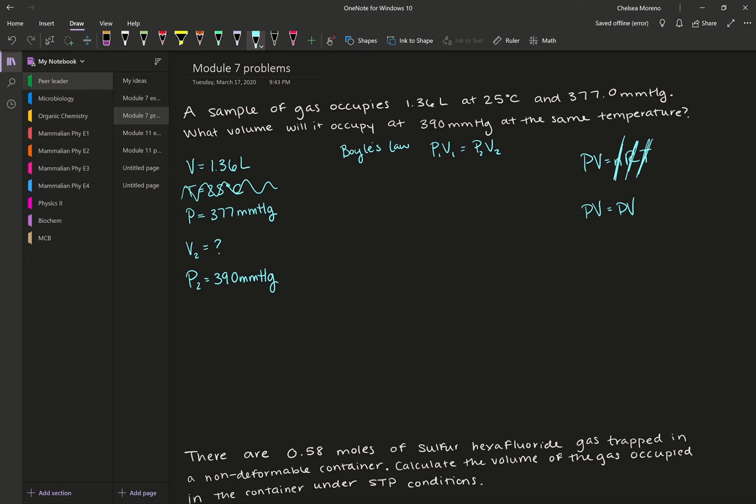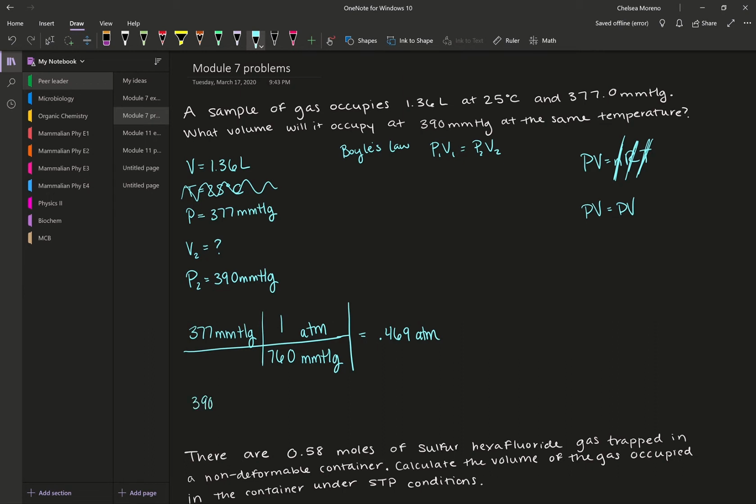Okay, so now that you've done that, let's actually start converting our values, because remember, we can't use them until we put volume in liters and pressure in atmospheres. So let's look at the first pressure. We have 377 millimeters of mercury, and I'm going to convert that to atmospheres. Millimeters of mercury should be at the bottom and atmospheres at the top. All I'm missing is that 1 atmosphere is equal to 760 millimeters of mercury. Once I divide this, I should get 0.469 atmospheres.